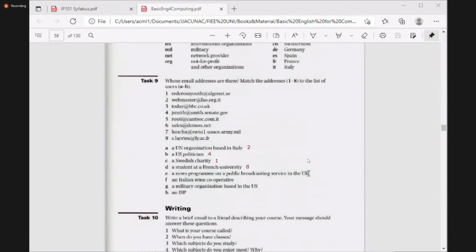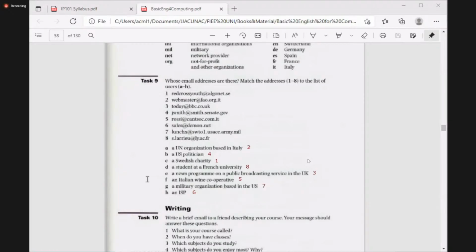A news program on the public broadcasting service in the UK. That is UK. Number 3. An Italian wine cooperative, Rossi. Number 5. A military organization based in the US. That is number 7. And an ISP, or internet service provider, is, let me see, number 6, the only one by default.